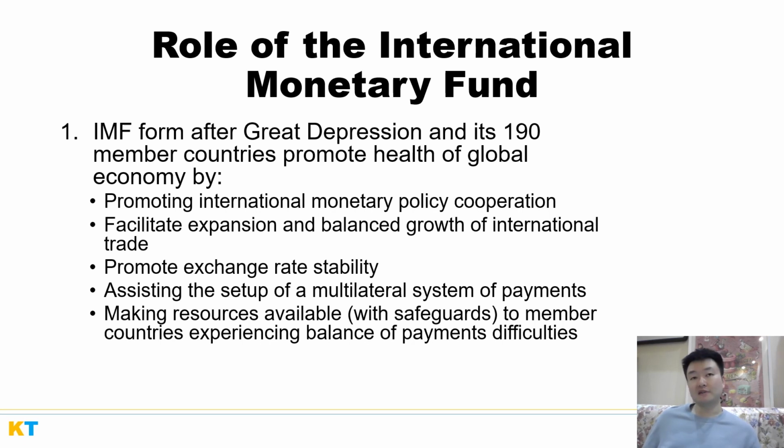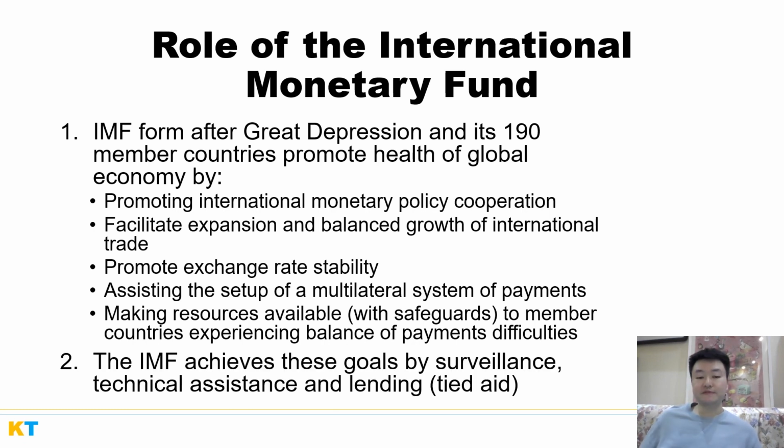The IMF also wants to make resources available with safeguards to member countries experiencing balance of payments difficulties. We all know that if we run a consistent current account deficit and a consistent financial account surplus, there's a possibility that the country will get into long-term debt, which again has its costs. So the IMF looks at the current account and financial account of every single country and wants to keep track and make sure that those accounts are sustainable over the long term.